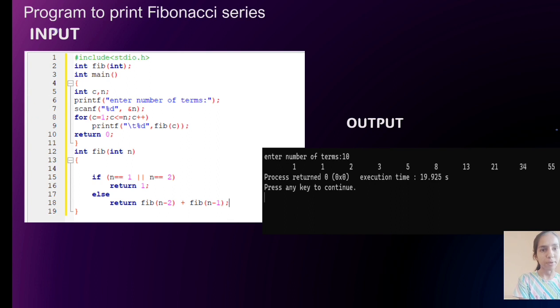Let us discuss the second program, to print a Fibonacci series. Hash include stdio.h, int fib of int main, int c, n. printf of enter number of terms, scanf of percentage d and n. For c equals 1, c is less than or equal to n, c plus plus. printf of percentage d, fib of c, return 0. Int fib of int n. If n equals 1 or n equals 2, return 1, else return fib of n minus 2 plus fib of n minus 1.